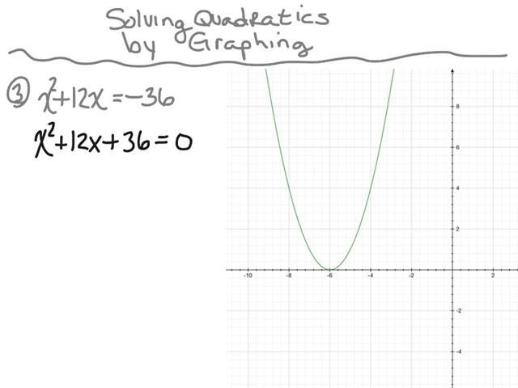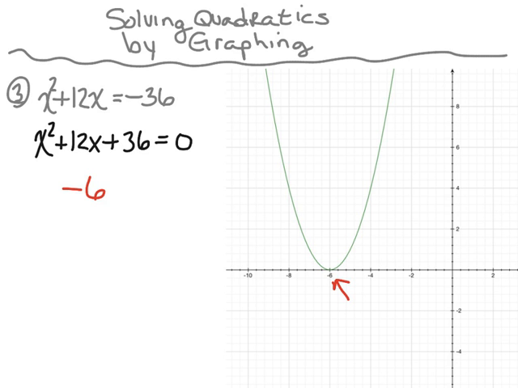So at this point, I've plugged it into my calculator, and this is the graph that I end up with. Now you'll notice that this particular parabola, or U-shape, only has one x-intercept, which means we're only going to have one solution to this quadratic. And that solution, or x-intercept, is right here at -6. Therefore, the only solution we have is -6.